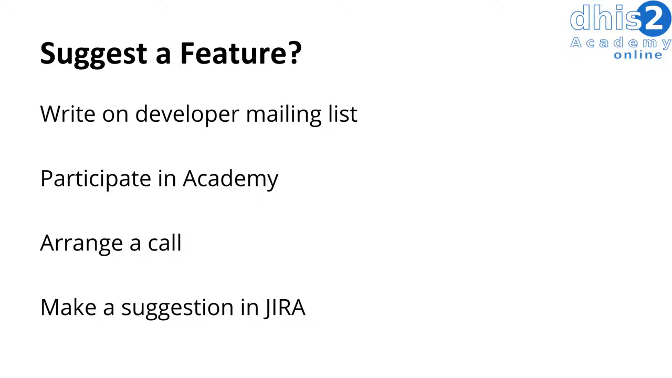So there are some various ways that you can participate in ongoing DHIS2 development. You could suggest a feature by writing on the developer mailing list, by providing feedback within an academy, by arranging a call, or by making a suggestion in Jira. Any of these mechanisms could be explored in order to add new features within DHIS2.